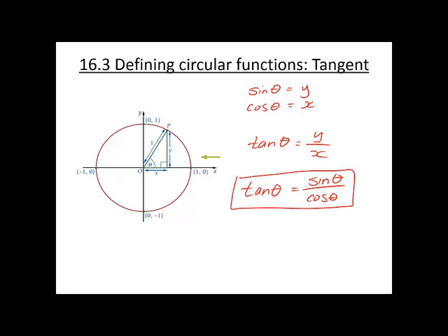With this identity, we obviously can't have cos of theta equal to 0, although it is sometimes. So we say that when cos of theta is 0, tan of theta is undefined. Okay, so there's no value for tan theta when we have cos theta equal to 0.